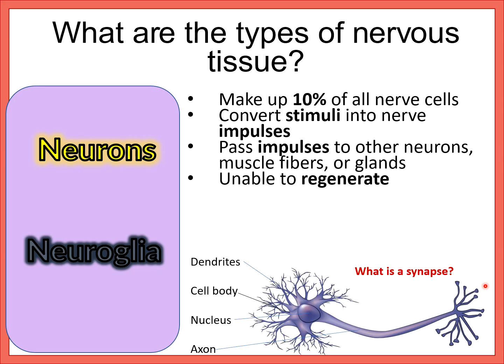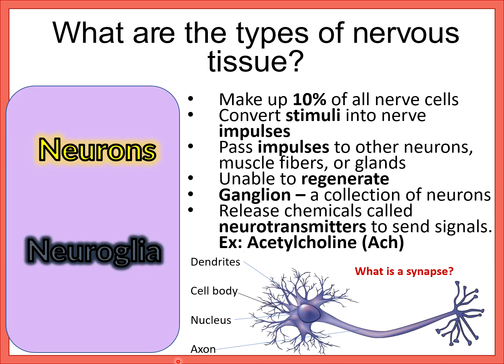These cells are unable to regenerate. So if there is damage done to these neurons, the damage is done. We are not fixing those damaged neurons. And when we have a collection of these neurons, like what we see in the spinal cord or in the nervous system, we're going to talk about some deep structures of the brain that are called ganglion. That's just a collection of these neurons.